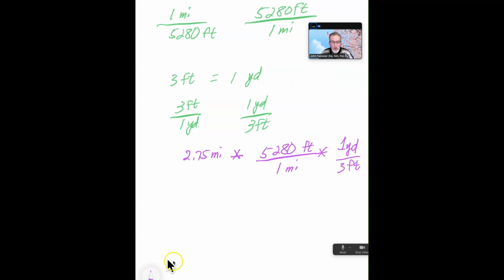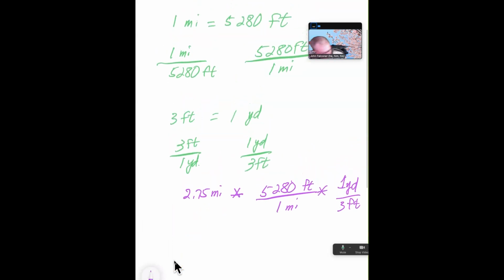So let's see if we can get a different color. All right, we're going to use red for canceling. So I've got it written out here. Just use those numbers right off of the conversion table. And so these miles are going to cancel out these miles, and these feet will cancel out these feet. This is because when you multiply fractions, you can cancel out units that are the same from the numerator and denominator.